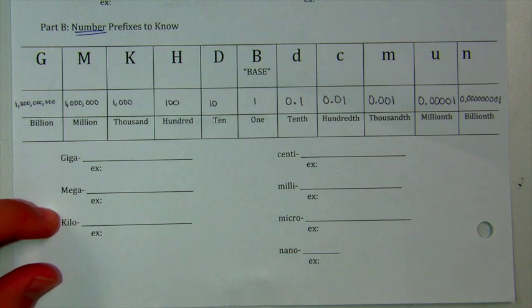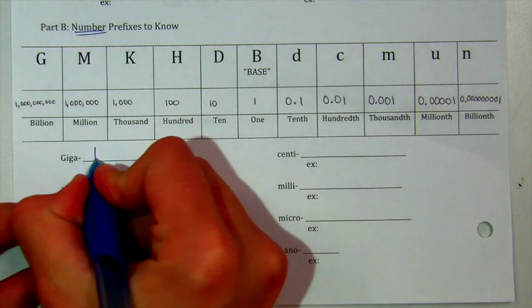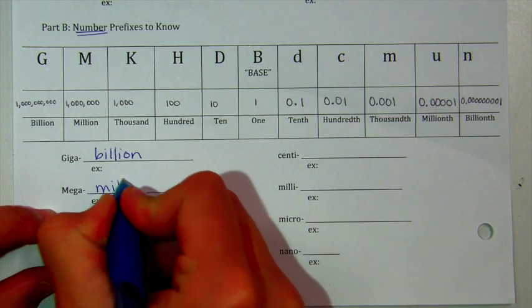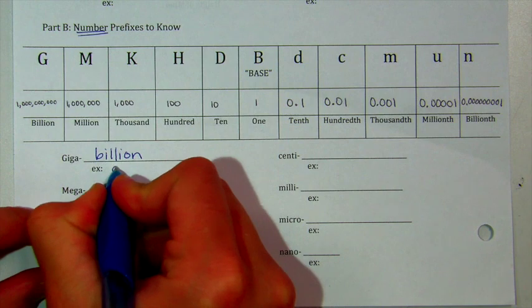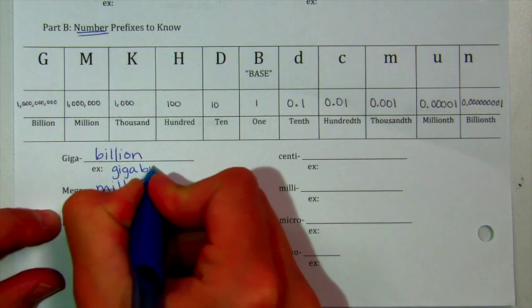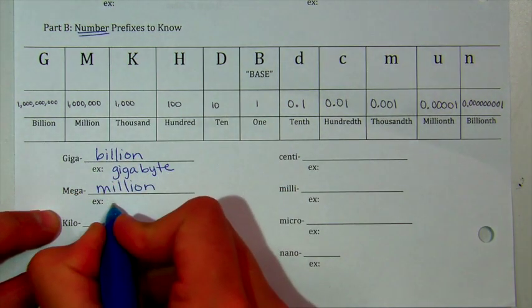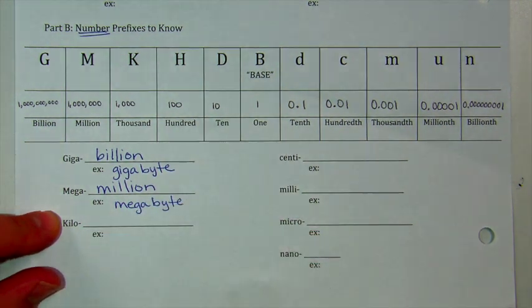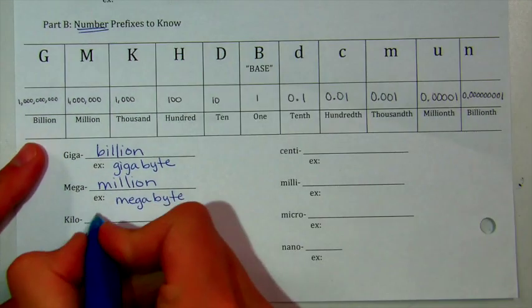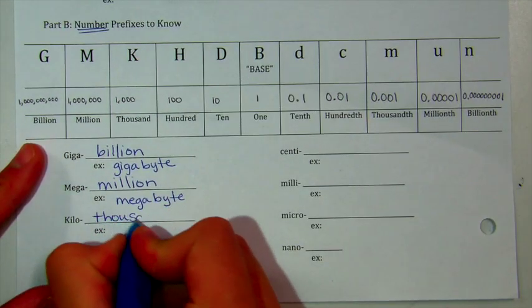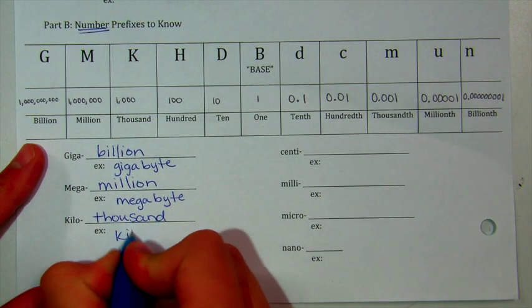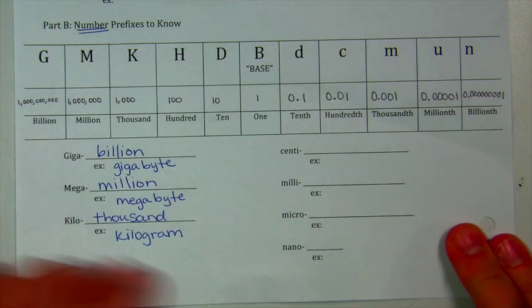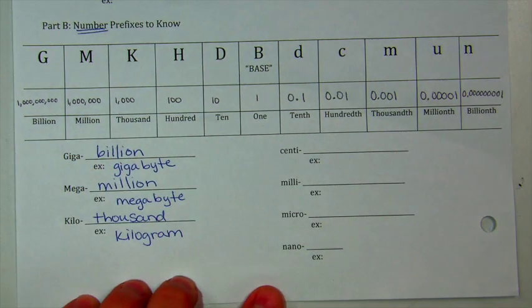Giga, we'll start there. Giga means billion. Mega means million. For example, a gigabyte is a billion bytes, whereas a megabyte is only 1,000,000 bytes. Kilo means 1,000, like a kilogram or a kilometer. Centa, so these are all greater than 0. Now we're moving into our decimal words.